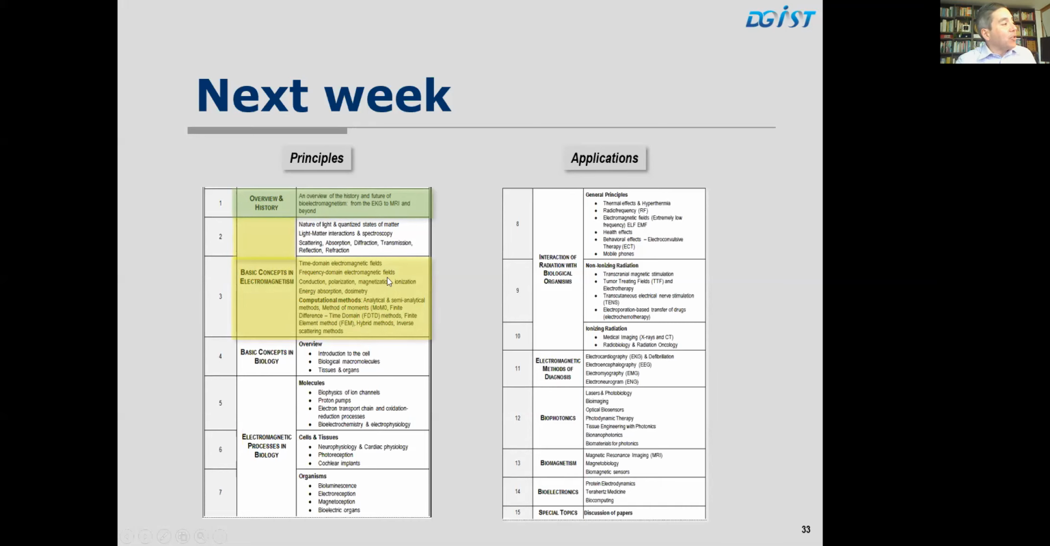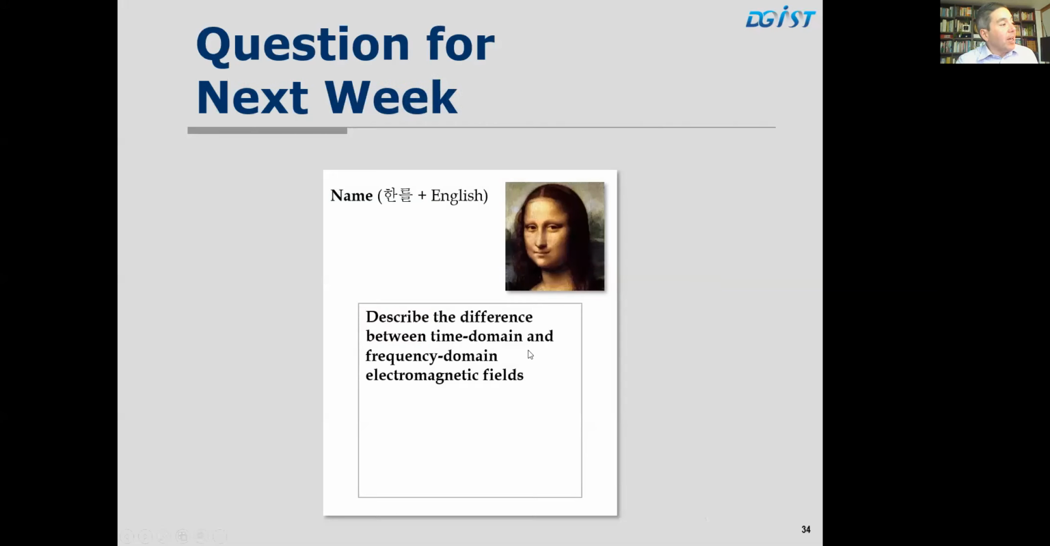So next time we are going to focus on more concepts in electromagnetism: time domain electromagnetic fields, frequency domain electromagnetic fields, conduction, polarization, magnetization, energy absorption, and various computational methods. And as I mentioned, the question for next week, which most of you already answered, is to describe the difference between time domain and frequency domain electromagnetic fields. We will discuss that.